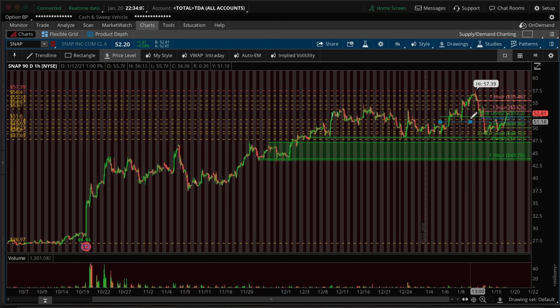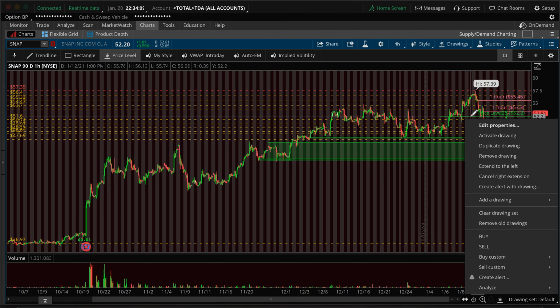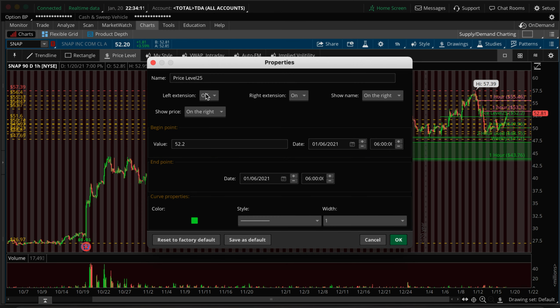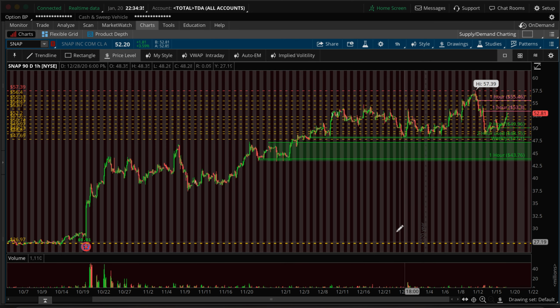around in that area. And then to do the zones, I have them set up with left extension on, so it'll go all the way to the left. Show names off, we don't want to show a name. Right extension on, show price on the left. Have it as yellow, and have it as dotted. If you're doing a bunch, you can put it as save as default so that it will save it, and you don't have to constantly update that.